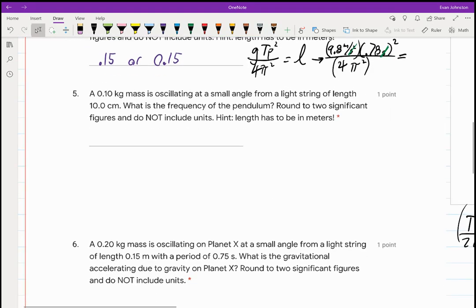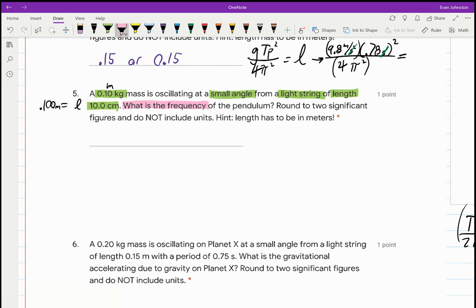So home stretch, we got two more. We got a 0.1 kilogram mass. We know the mass. Small angle, light string, cool beans. We don't have to worry about those at all. We have a length of our string of 10 centimeters. That's our length. But really, 10 centimeters, that's the same as 0.100 meters.